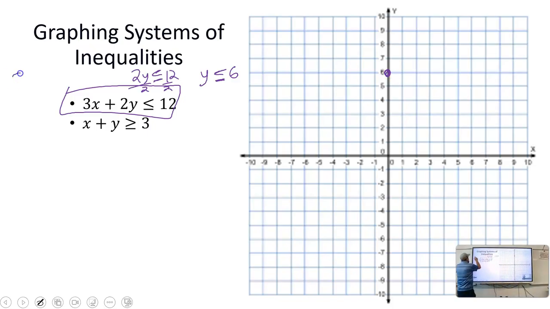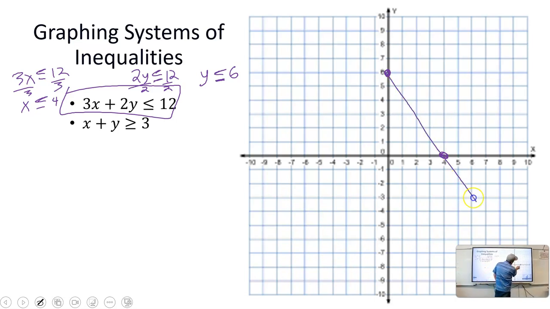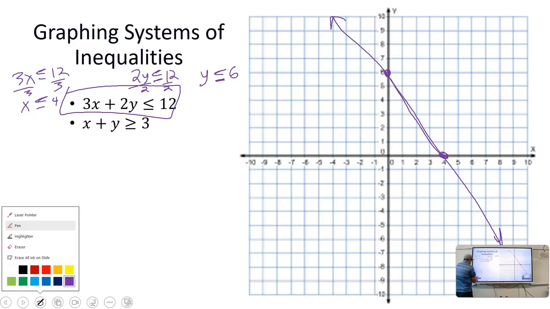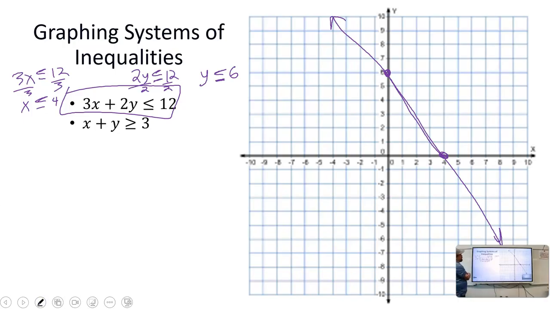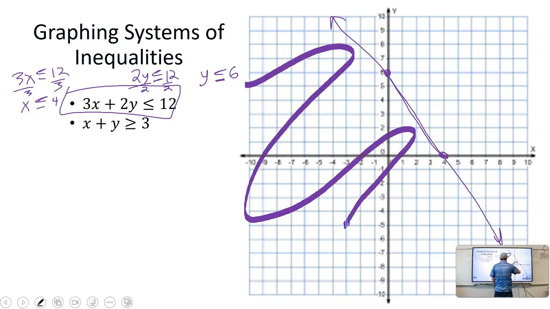If I cover up the 2y, I'd have 3x is less than or equal to 12. Divide by 3. X is less than or equal to 4. So 4 would be my x-intercept. And it is a solid line connecting those. So I'm going to do the best I can connecting those lines. Okay, there's that. The bottom one. Let's do our shading first. It's less than or equal to, so that means it would be anywhere under the line.